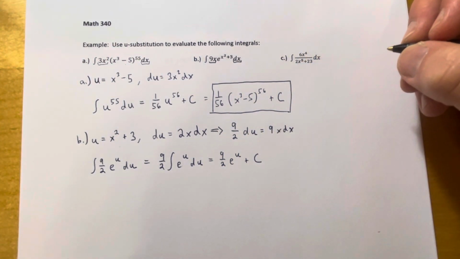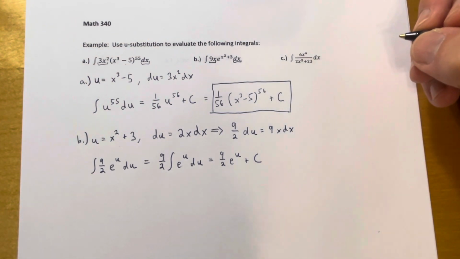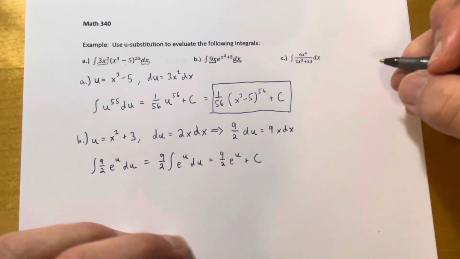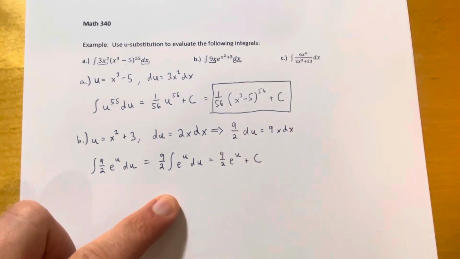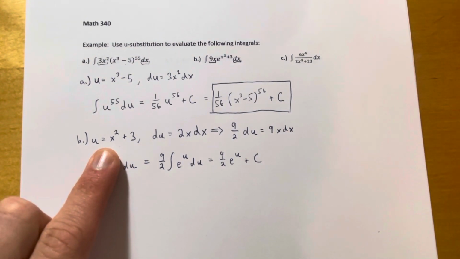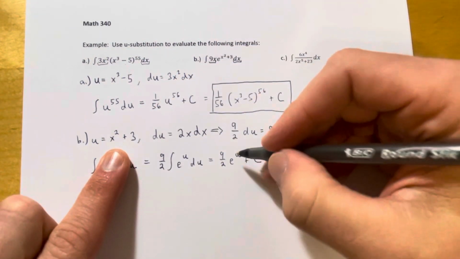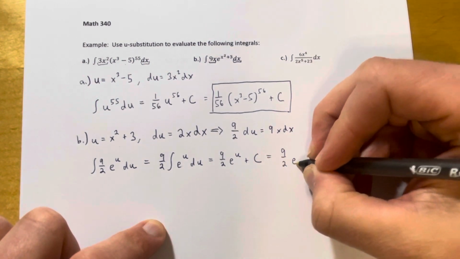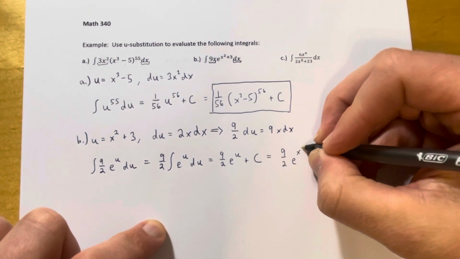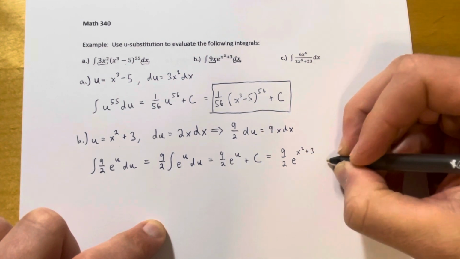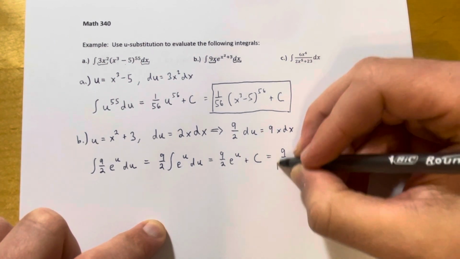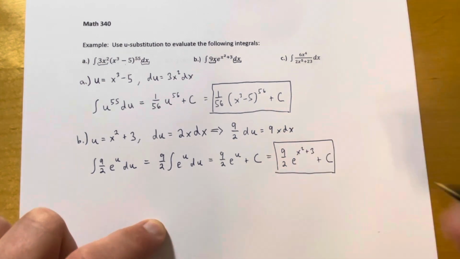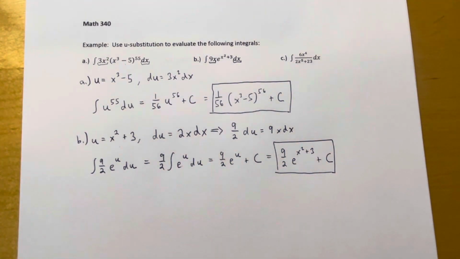But once again, e to the u is not really what we want. We want something in terms of x. So now that the integral has been taken care of, we take our function of x and put that in for the u there. This becomes 9/2 e to the x squared plus 3 plus c. Once again, highly recommend that you verify that this is correct using a derivative. Take the derivative of this, okay?